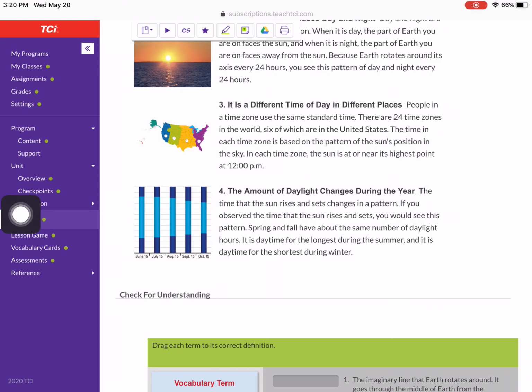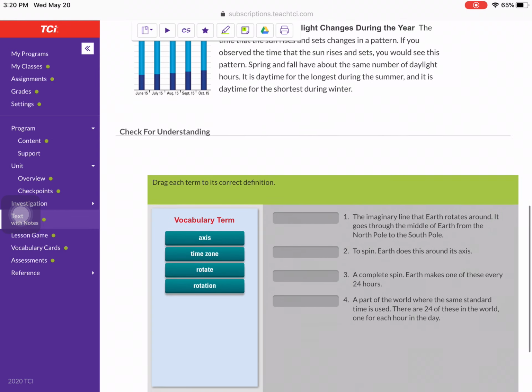Section 4. The amount of daylight changes during the year. The time that the sun rises and sets changes in a pattern. If you observe the time that the sun rises and sets, you would see this pattern. Spring and fall have about the same number of daylight hours. It is daytime for the longest during the summer, and it is daytime for the shortest during the winter.